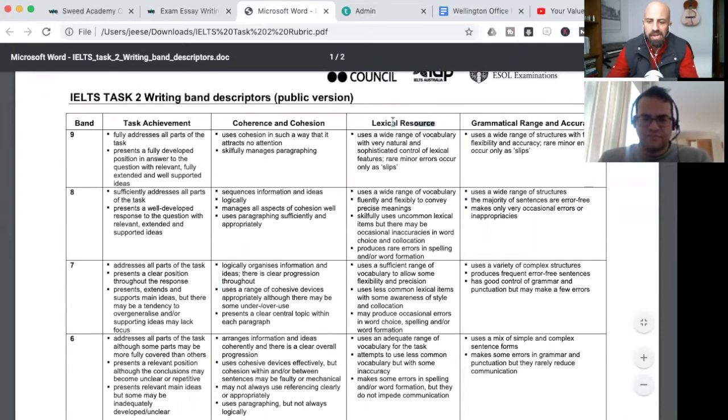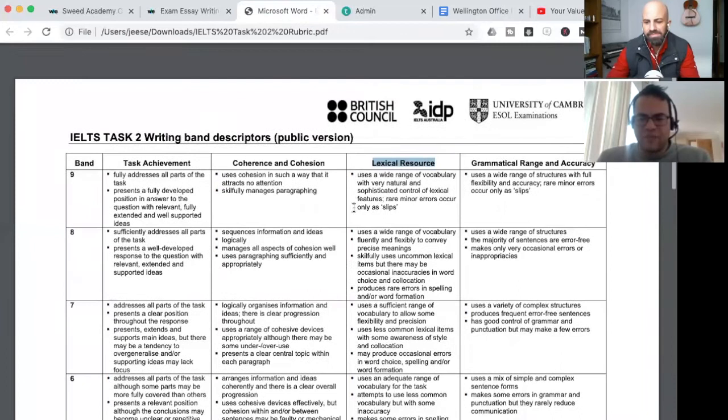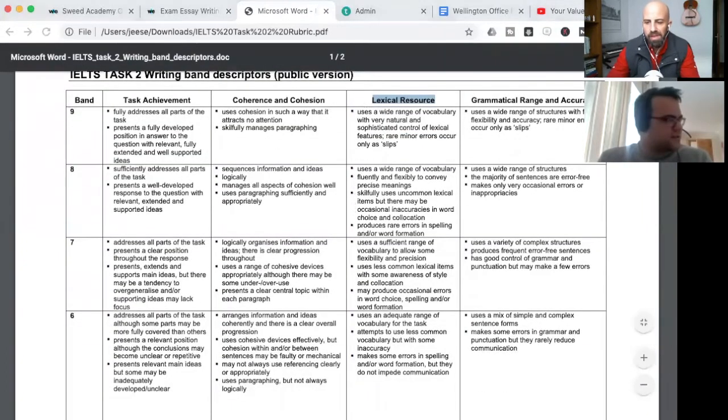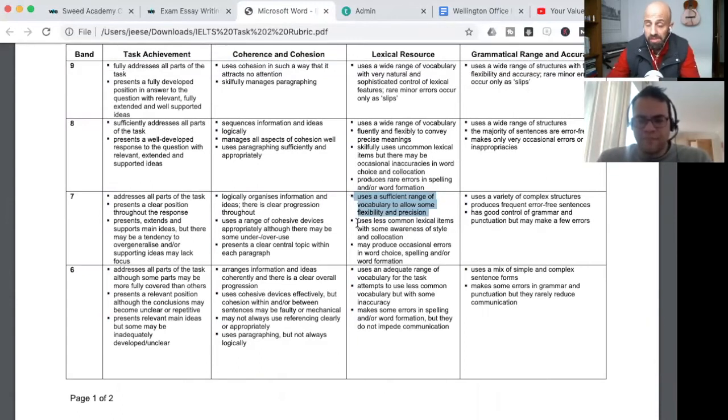Lexical resource, any idea what that fancy word means? Lexical. Vocabulary, the variety. Yeah, your choice of vocabulary, exactly. Use a sufficient range of vocabulary to allow flexibility and precision, right? Don't just use the same words to describe the same thing, or similar things. Uses less common lexical items. Lexicon just means your word choice.